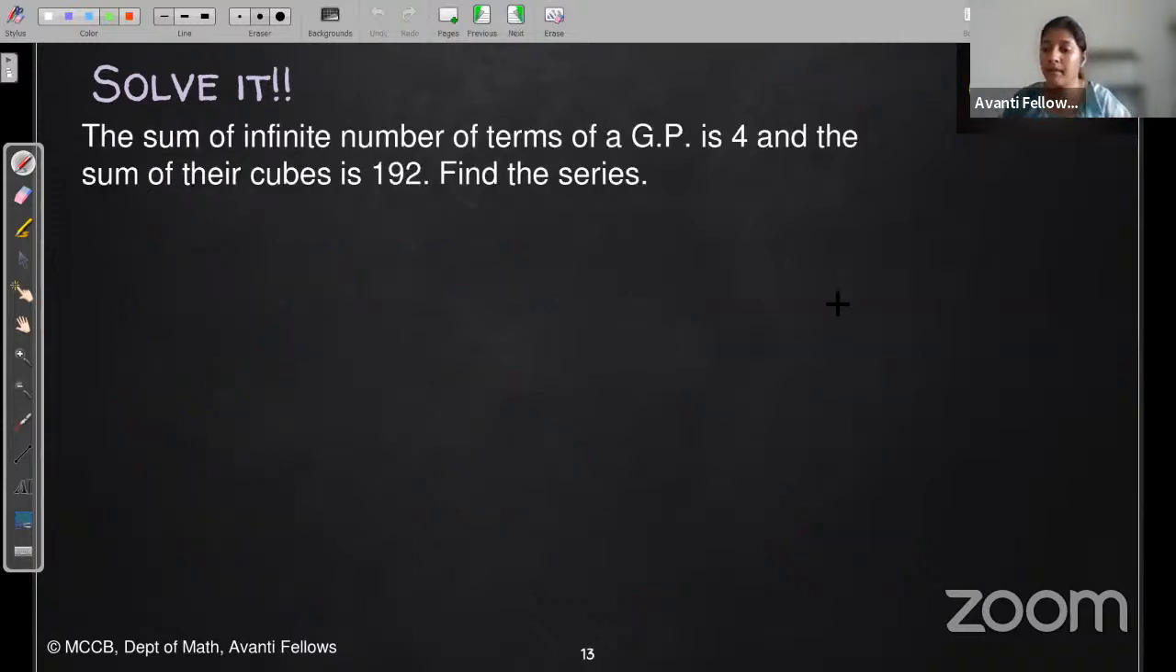So try to solve this example. Let me see how many of you can solve. I'll give 1 minute time to you all. Let me see who all can answer this. The question is, the sum of an infinite number of terms of a GP is 4 and the sum of the cubes is 192. Find the series.